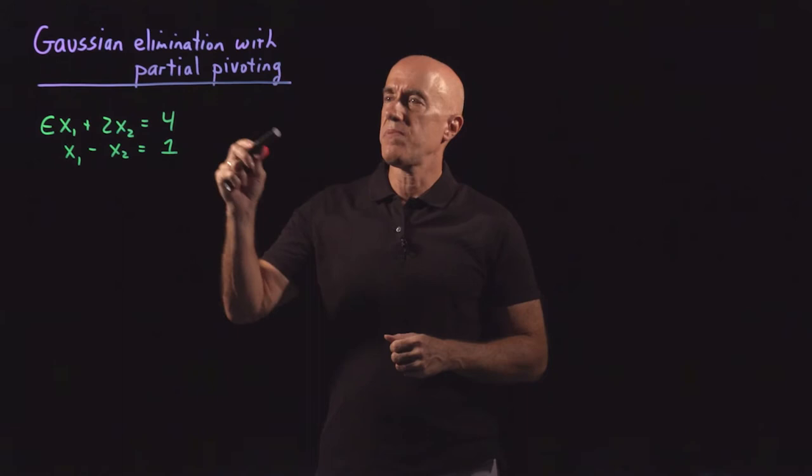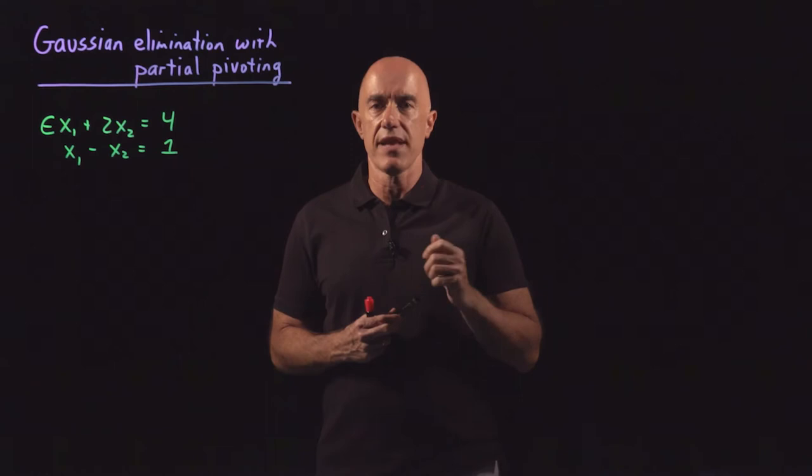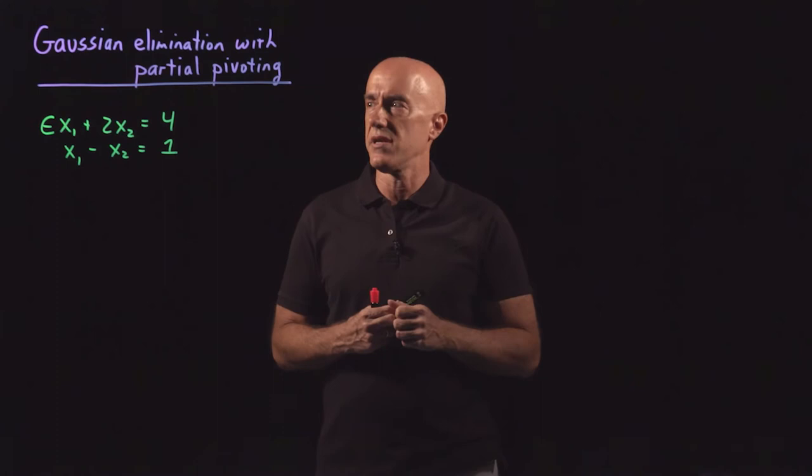Partial pivoting will mean row interchanges. Full pivoting means both row and column interchanges. It's possible to have an algorithm that does that, but typically it's considered not necessary. So row interchanges are enough, and that's why we call it partial pivoting.